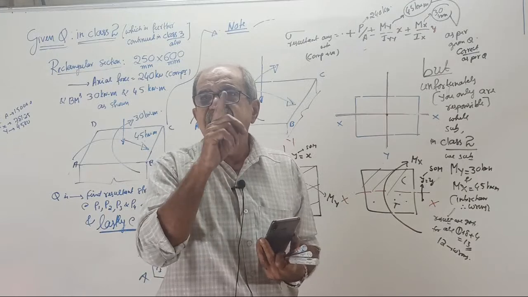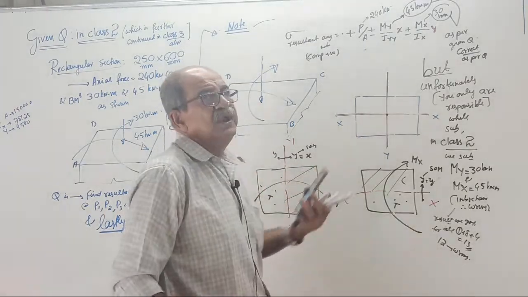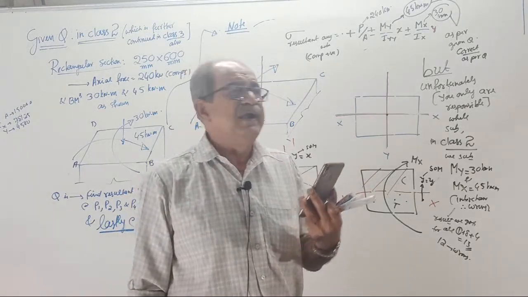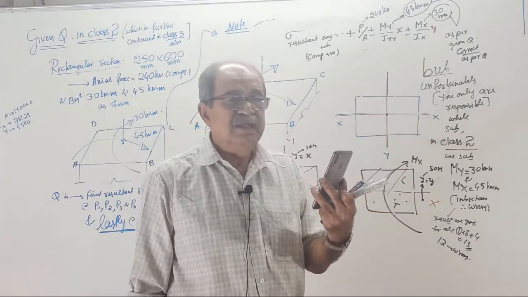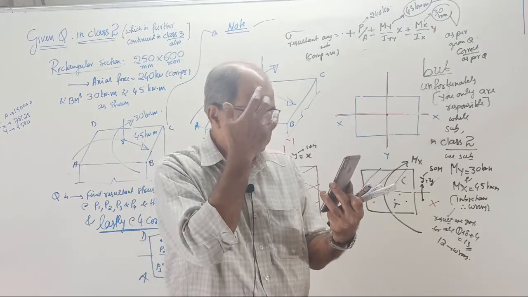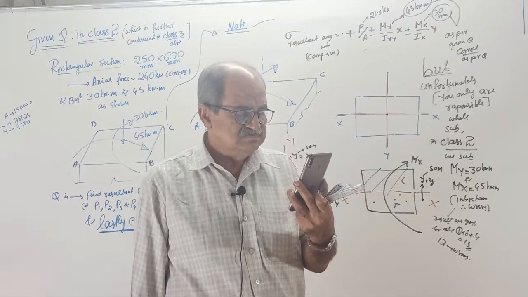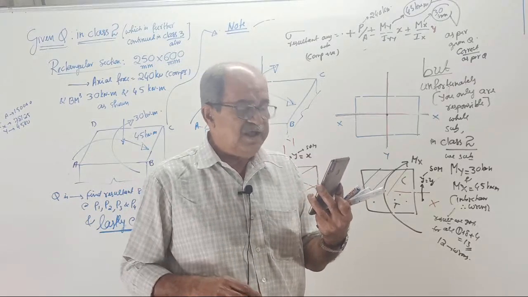But it will not tally with the corner answer we got in class 2. Therefore, where is correction required now? Correction required for class 2 or class 3? Tell me. Correction is required for class 2.